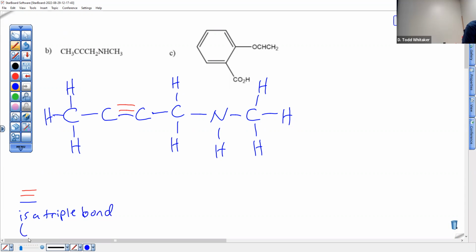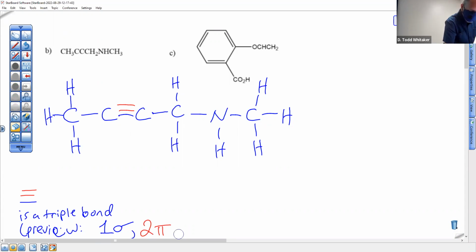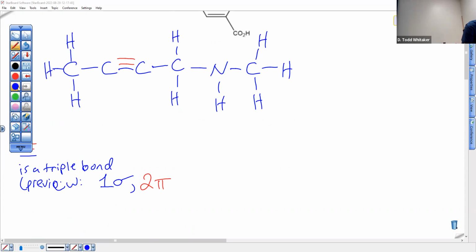A little preview. 1 sigma, 2 pi. You'll learn that pi's come from p. What does that mean? 1 sigma bond. So you want to read about those things before Wednesday, okay?